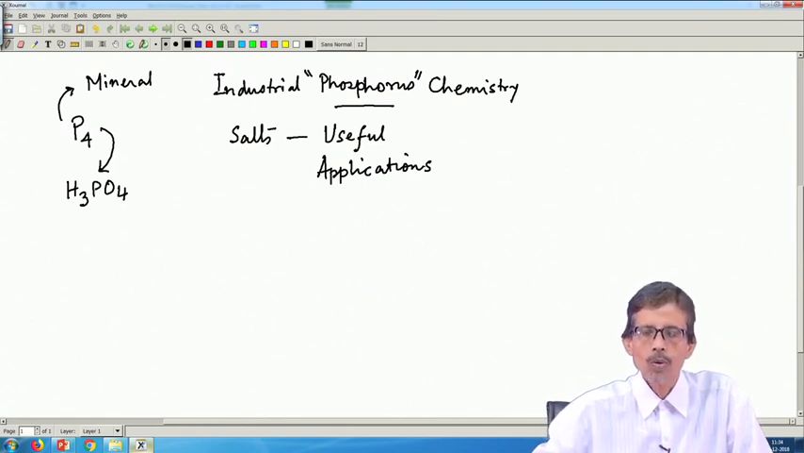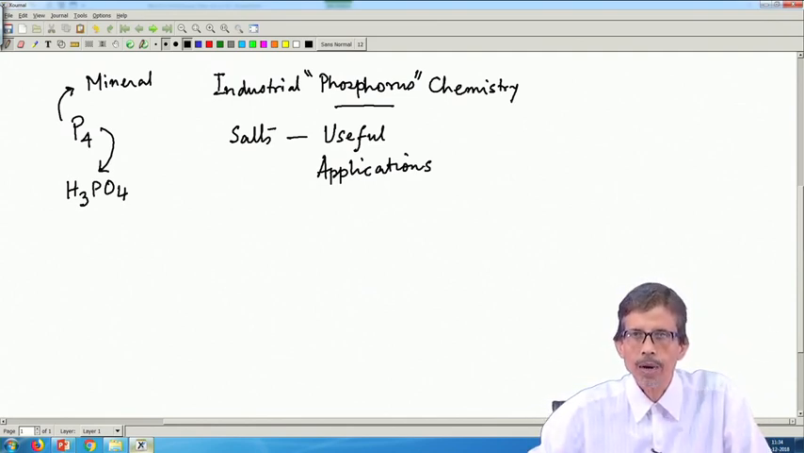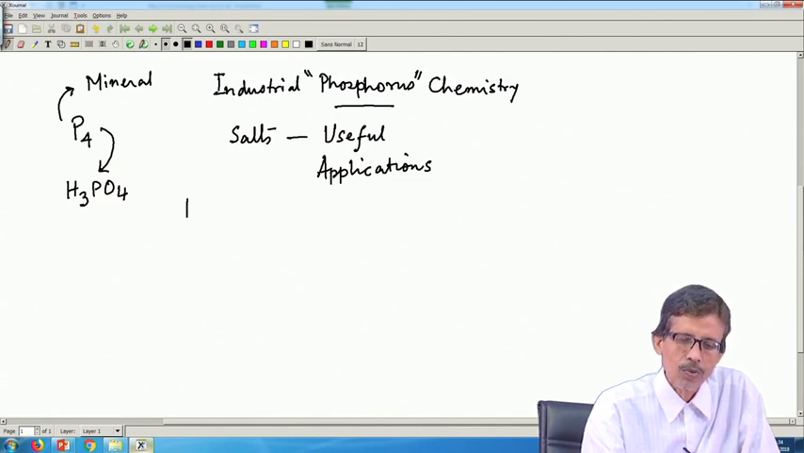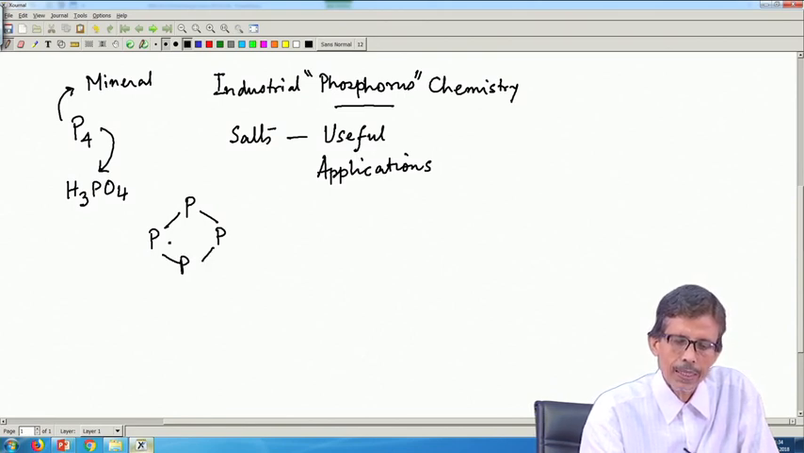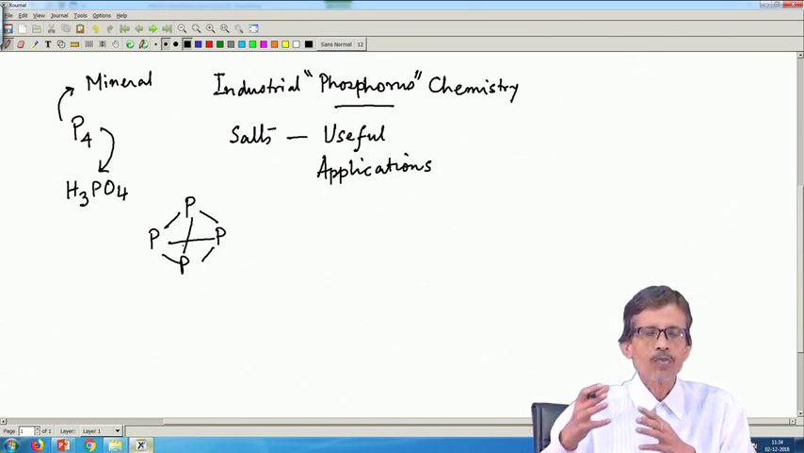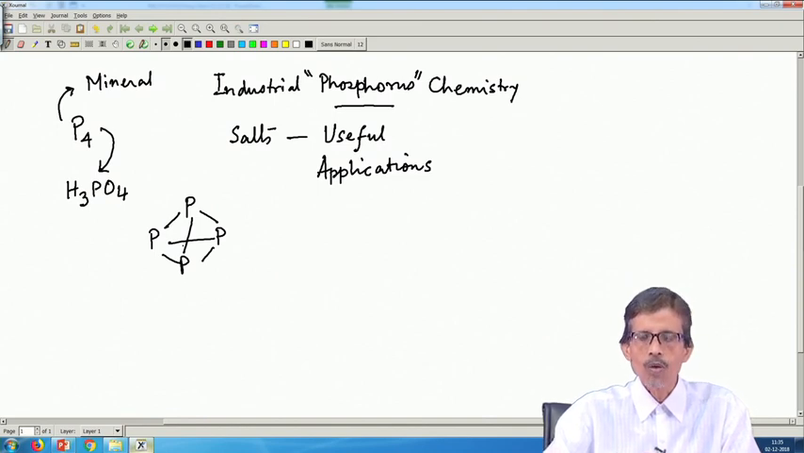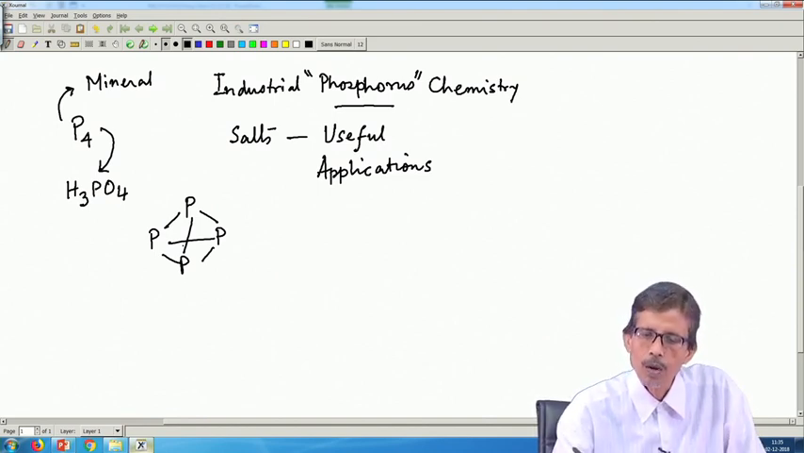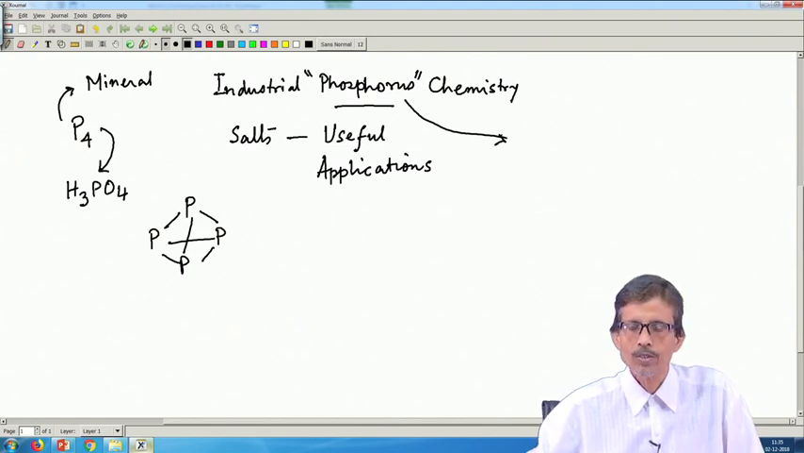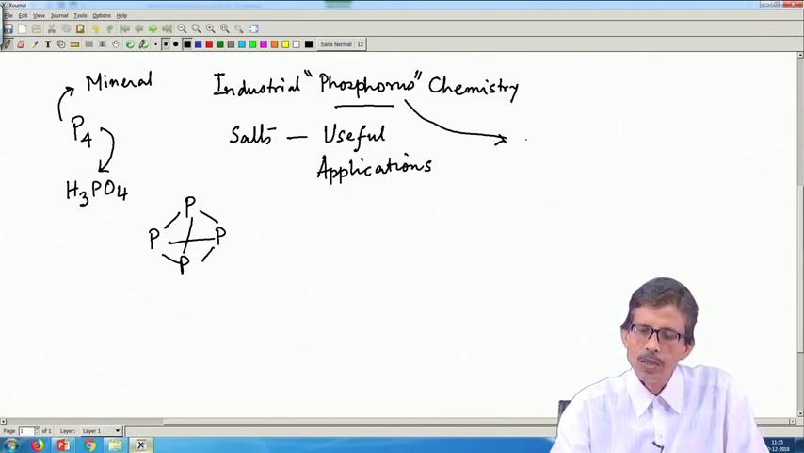And in doing so, whatever application it can have and whatever importance in the market and the industry, we should never forget the corresponding basic chemistry. Because this phosphorus, as we all know, the P4 molecule is very interesting, the tetrahedral P4 molecule. If we can get it from a mineral source like apatite, we can get this P4, and P4 can be converted to other forms useful as phosphorus compounds. So mostly, after getting the elemental source of phosphorus or nitrogen, we focus our attention on the different compounds.